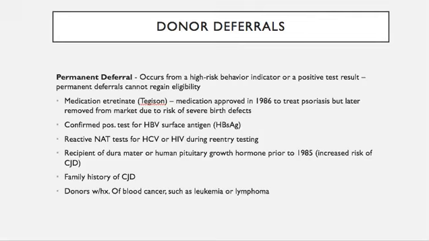Confirmed positive test for HBV surface antigen, reactive nucleic acid test for HCV or HIV during re-entry testing. The donor is a recipient of dura mater or human pituitary growth hormone prior to 1985, because that indicates an increased risk of Creutzfeldt-Jakob disease. If there's any family history of Creutzfeldt-Jakob disease, and if the donor has a history of blood cancers such as leukemia or lymphoma.